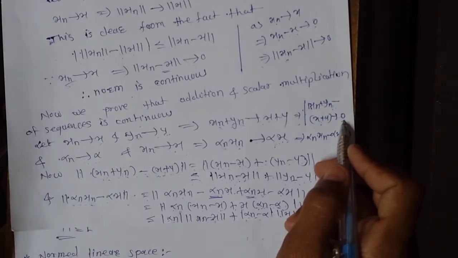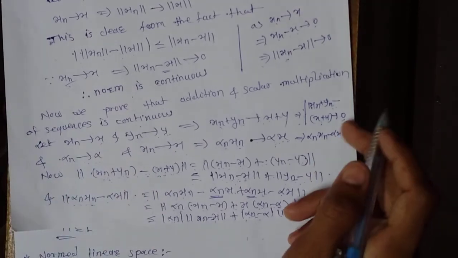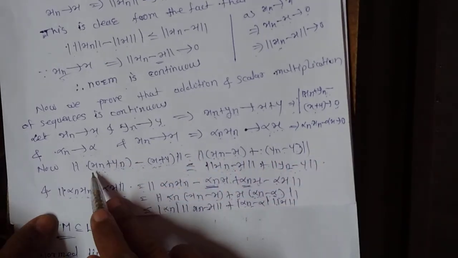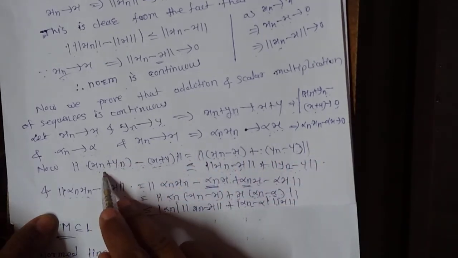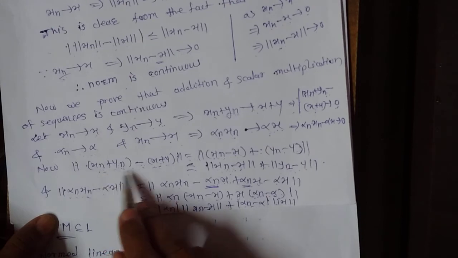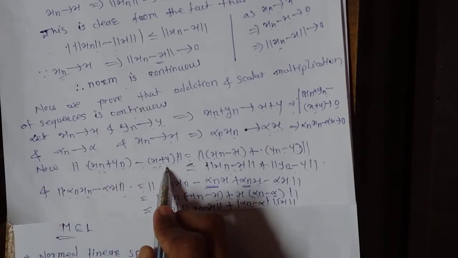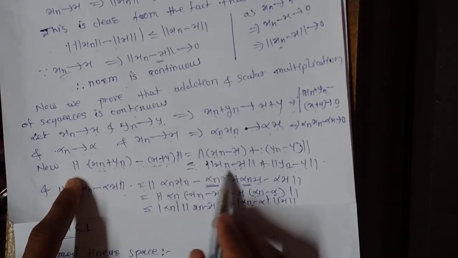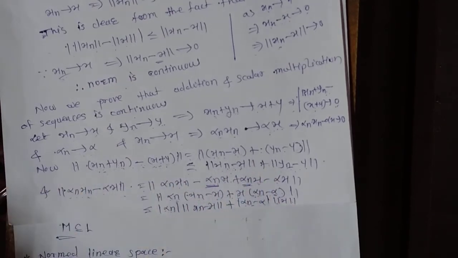By the epsilon delta definition of continuity we will get all the concepts here. So the sequence xn plus yn minus x plus y tends to 0. That means this is a convergent sequence, and that is why this norm, which is less than or equal to this, is also convergent. That means addition of sequences is continuous. Now see the scalar multiplication.